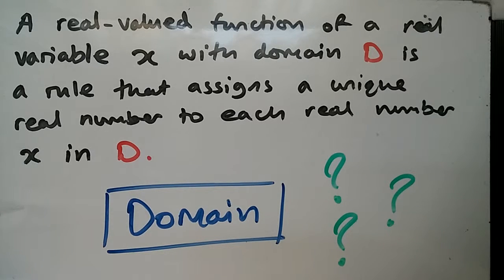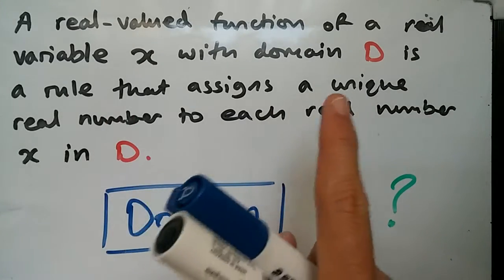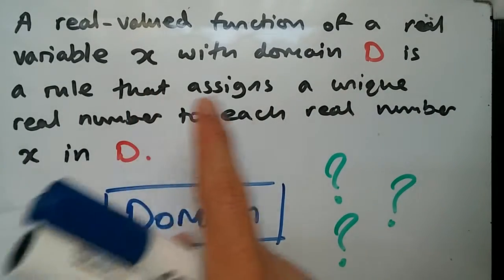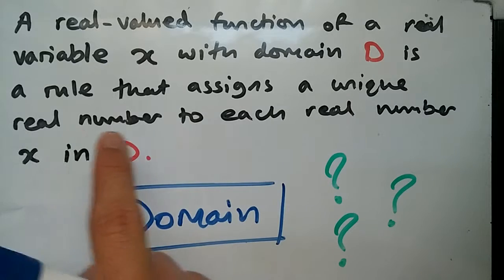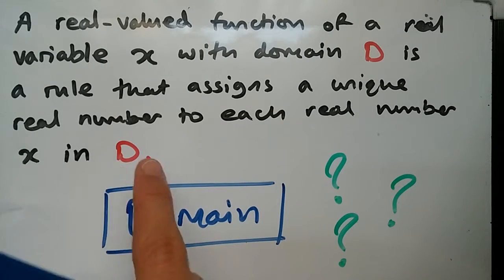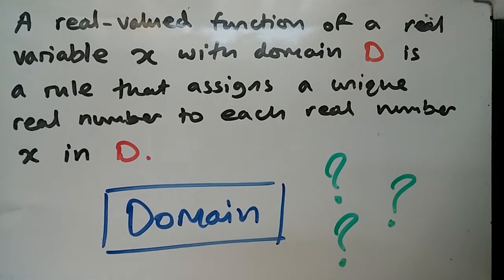So now in this video, I'll be talking about the domain and what exactly it is for a single variable. And I'm going to extend it to a two variable case. Okay, so what did I write over here? The definition for domain is that a real valued function of a real variable x with domain D is a rule that assigns a unique real number to each real number x in D.